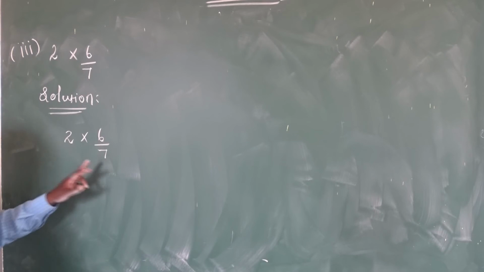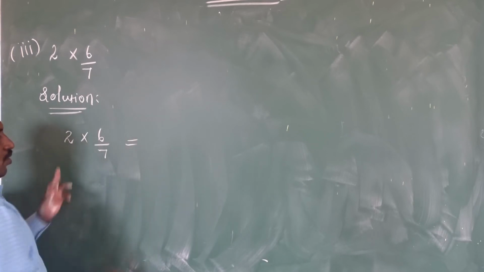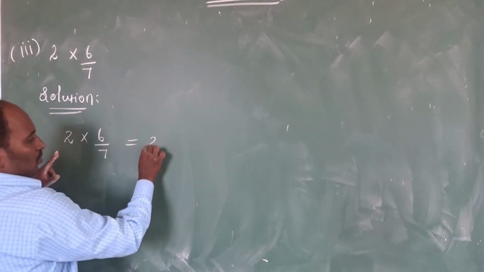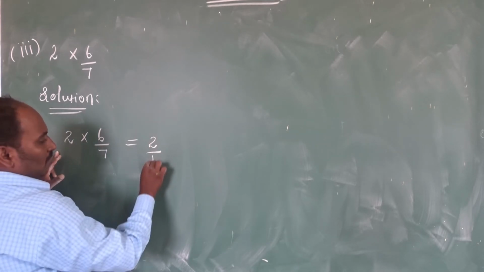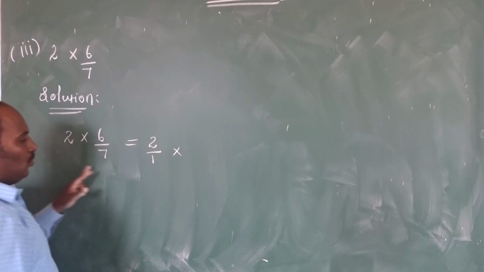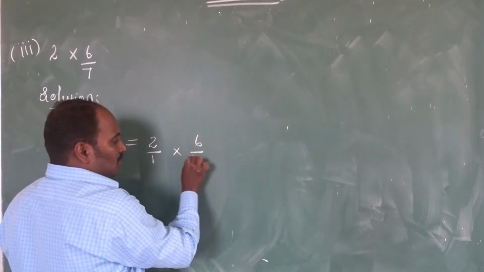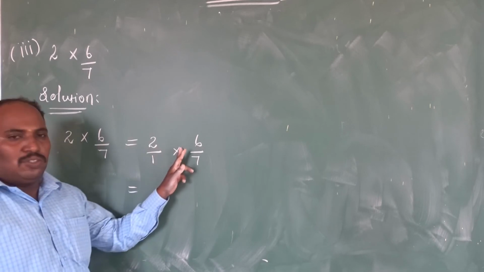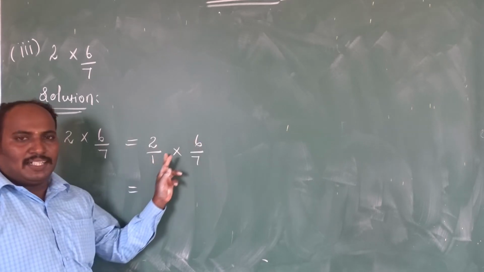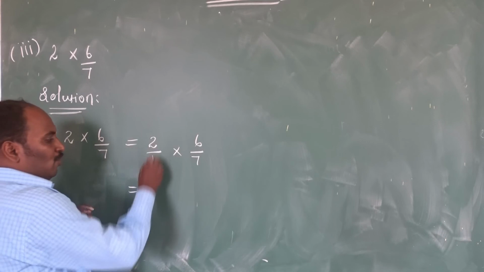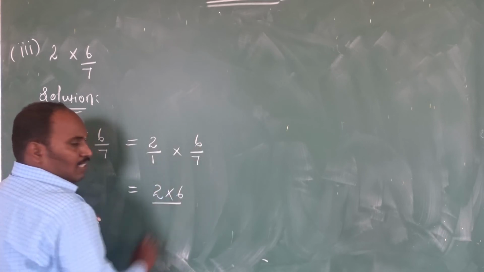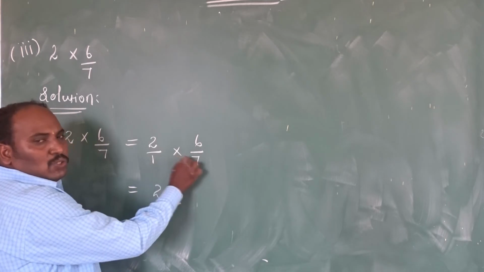2 times 6 by 7. 2 is a whole number, 6 by 7 is a fraction. You write 2 divided by 1 times 6 by 7. Numerator times numerator, denominator times denominator. Numerator 2 times 6, then denominator 1 times 7.